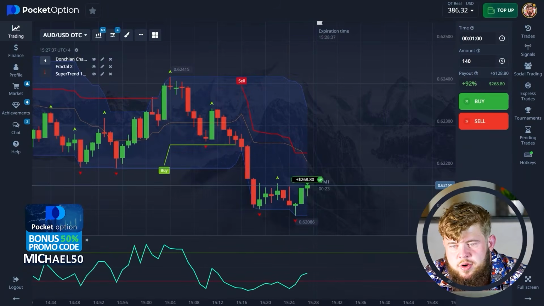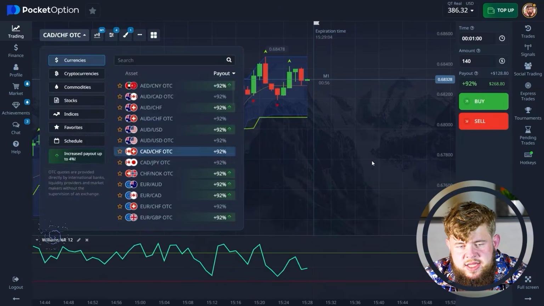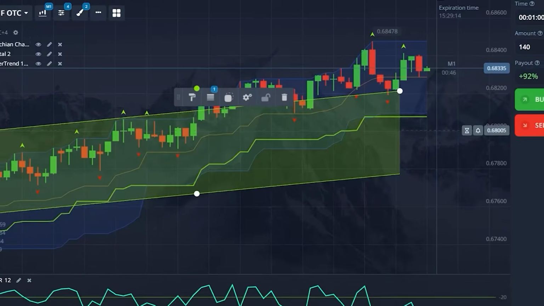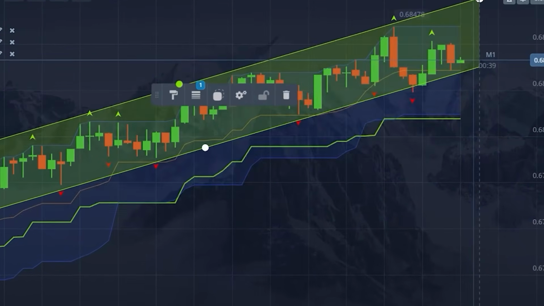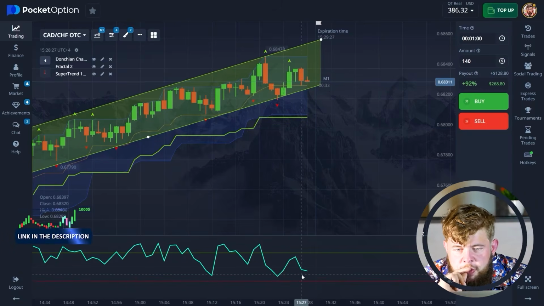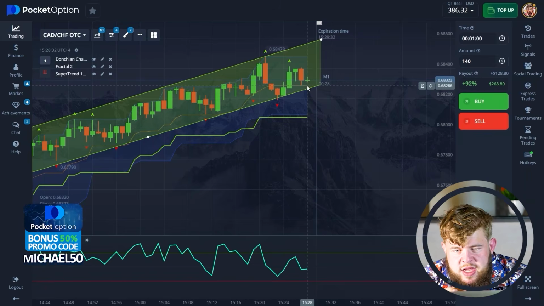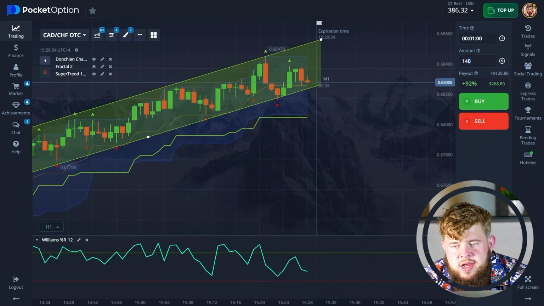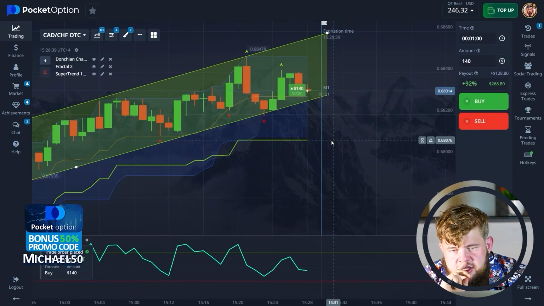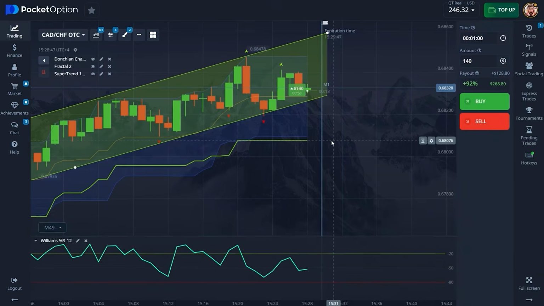Fine, so we have $386 on the account right now. Let's check CAD, check currency pair. You can clearly see that price is moving in a very sharp upgoing channel. Now we are hitting the bottom line of this upgoing channel. So that's why from here we're highly likely to receive the pullback reaction. Let's open buy position. It's opened. We have $246 right now.